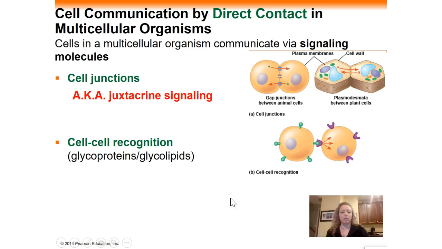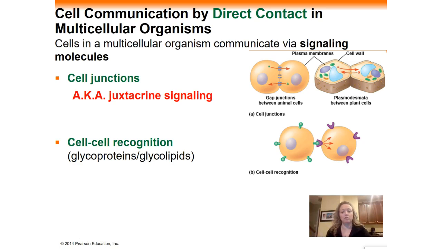In multicellular organisms, since they're made up of many cells, those cells have to be able to communicate with one another. The easiest way for that is if two cells are in direct contact, then sometimes they have little channels between them. Animal cells have gap junctions. We talked about those before in our cell unit. And plant cells have plasmodesmata. It allows chemicals to just very quickly move across. Because the cells have a junction forming between them, sometimes this is called juxtacrine signaling.